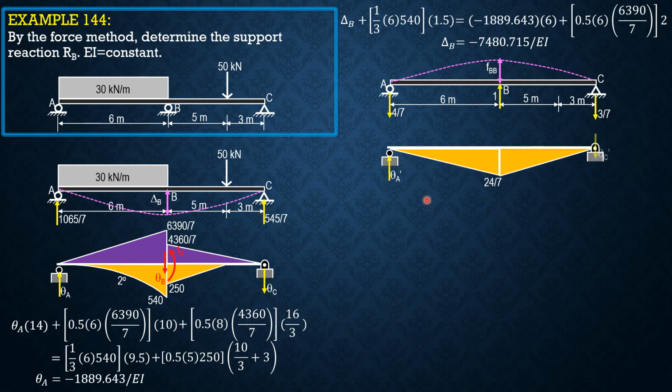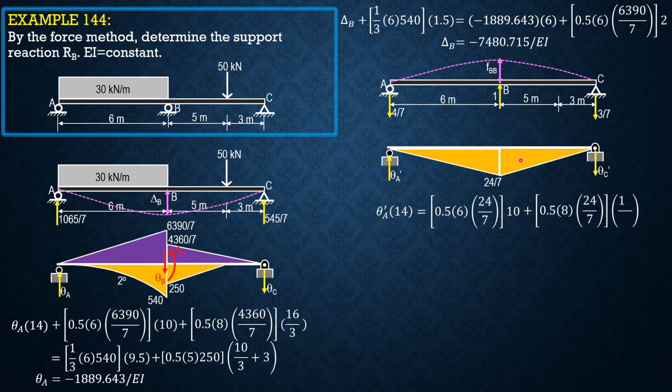Then let's solve for theta A prime. That's theta C prime. So summation moment C, theta A prime times 14 equals 0.5 times 6 times 24 over 7, moment arm 10, 2 plus 8, then plus 0.5 of 8 times 24 over 7, 2 thirds of 8 is 16 thirds. So theta A prime equals 8 over 7 EI.